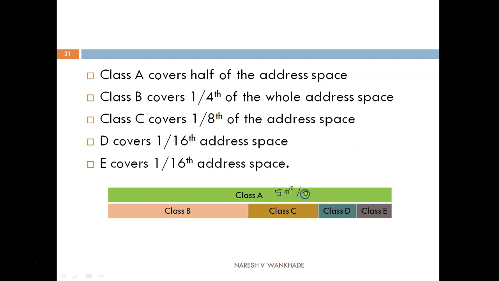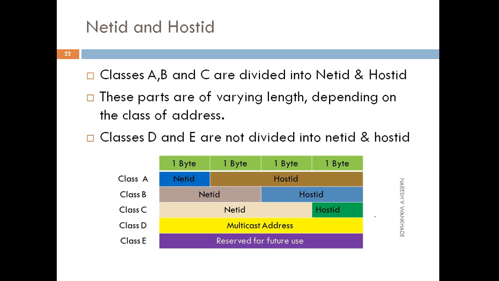Class A covers half of the address space, means 50%. Then class B covers 1/4 of the whole address space. Class C covers 1/8 of the whole address space. Class D covers 1/16 of the address space, and class E covers 1/16 of the address space. Means in this coverage, class A covers the maximum address space.